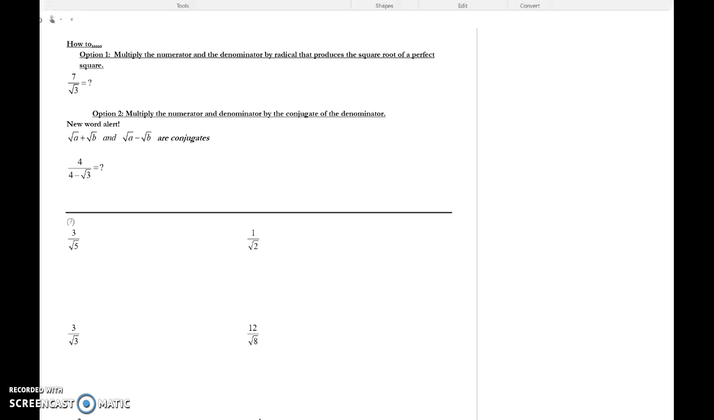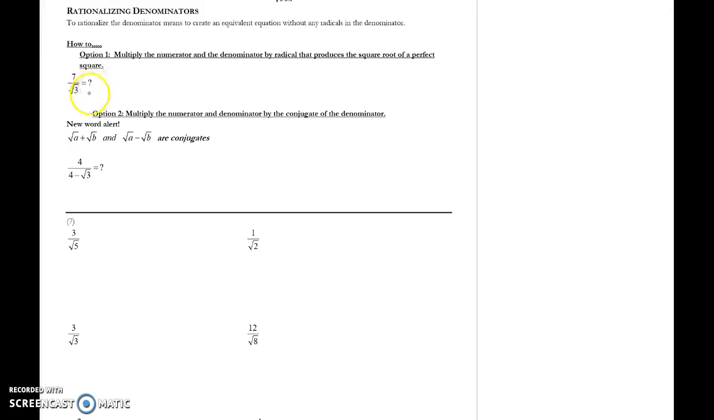All right, so one thing you can do is always multiply the numerator and denominator by the radical to create a perfect square. So for this one here, I'm going to multiply the numerator and denominator by root 3. And notice this is 1, so I'm not changing the value. So this will be 7 root 3 over root 3 times root 3 is root 9. Therefore, this is 7 root 3 over 3. No more radical in the denominator. Woohoo! Easier to estimate now.